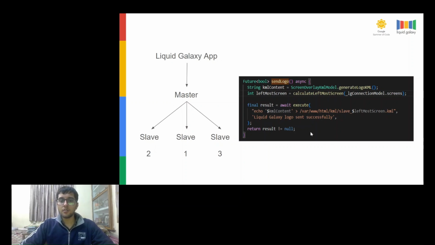After that, we'll use this function. What this function is doing is that it is first defining a KML string in the KML content variable. After that, it is finding the ID of the leftmost screen using the calculate leftmost screen function. After that, it is executing the following command on the master machine and then sending the KML file by redirecting the output from the KML content string into this file path. After that, the master handles the rendering of the logo on the leftmost screen.